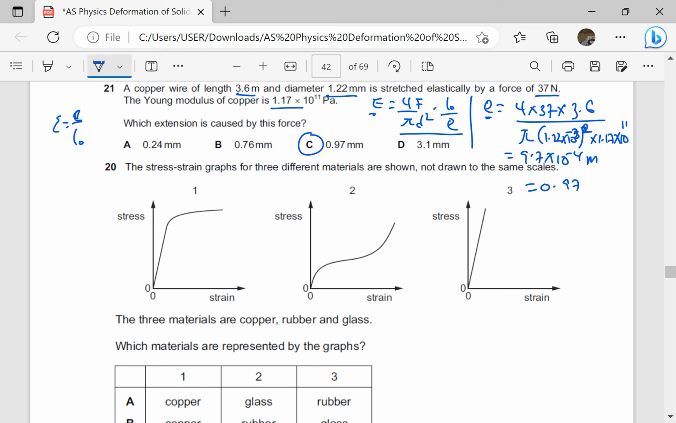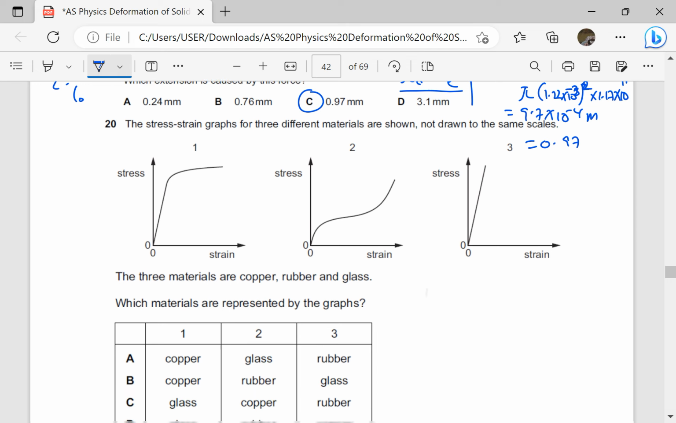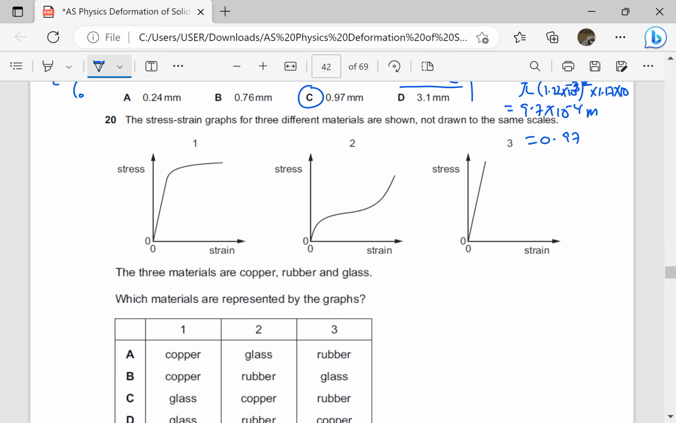The stress strain graphs for three different materials are shown, not drawn to the same scales. The three materials are copper, rubber, and glass. Of course, this will be copper because copper is a metal, stress directly proportional to strain. No, this is not copper. Copper will undergo both elastic deformation and plastic deformation before it breaks. This should be glass.